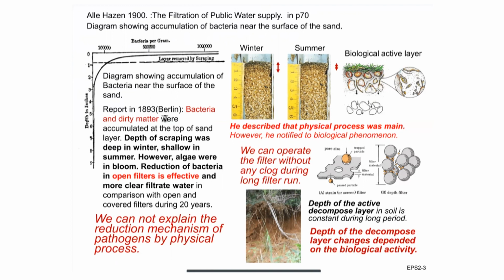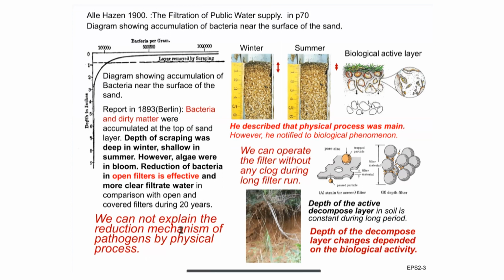Bacteria and dirty matter were accumulated at the top of the sand layer. The depth of scraping was deep in winter, shallow in summer. However, algae were in bloom. Bacteria reduction in the open filter is effective, and the filtrate water is clearer in comparison between open and covered filters during 20 years.